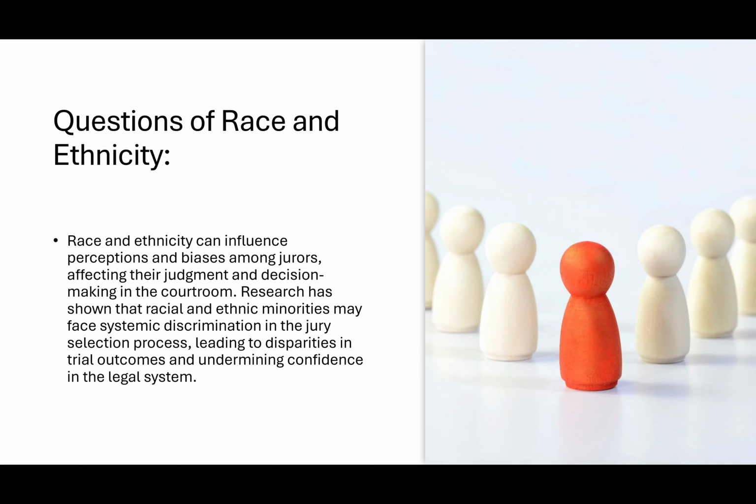We have questions of race and ethnicity. So race and ethnicity can influence perceptions and biases among jurors, affecting their judgment and decision making in the courtroom. So looking at research, research has shown that racial and ethnic minorities may face systematic discrimination. I think a lot of persons here could speak to how race and ethnicity affect the jury system or the legal system. How does racism, colorism, and those types of things affect legal proceedings? It's really important to note when you look at the disadvantages of the jury system.